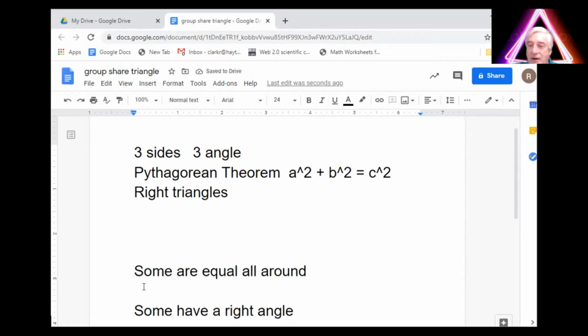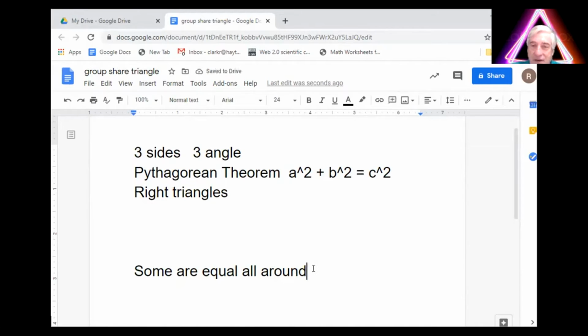Some are equal all the way around. We call those equiangular, and we also call those equilateral. Equiangular means all 3 angles are equal, and equilateral says that all 3 sides are equal. Most people use the word equilateral more often than the word equiangular, but it's the same idea. An equilateral triangle has 3 equal angles.